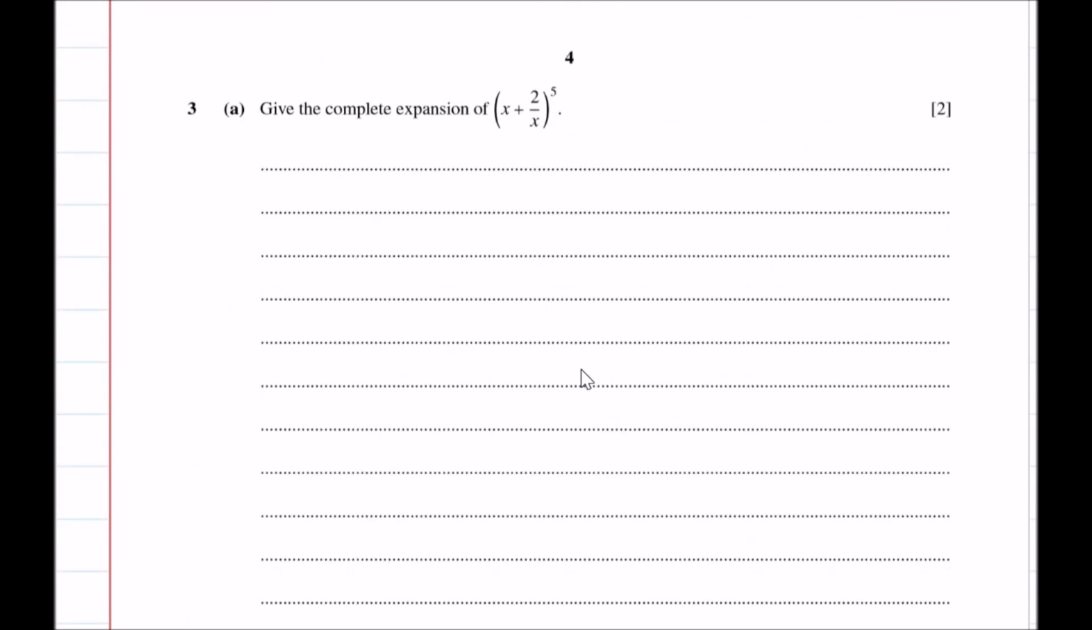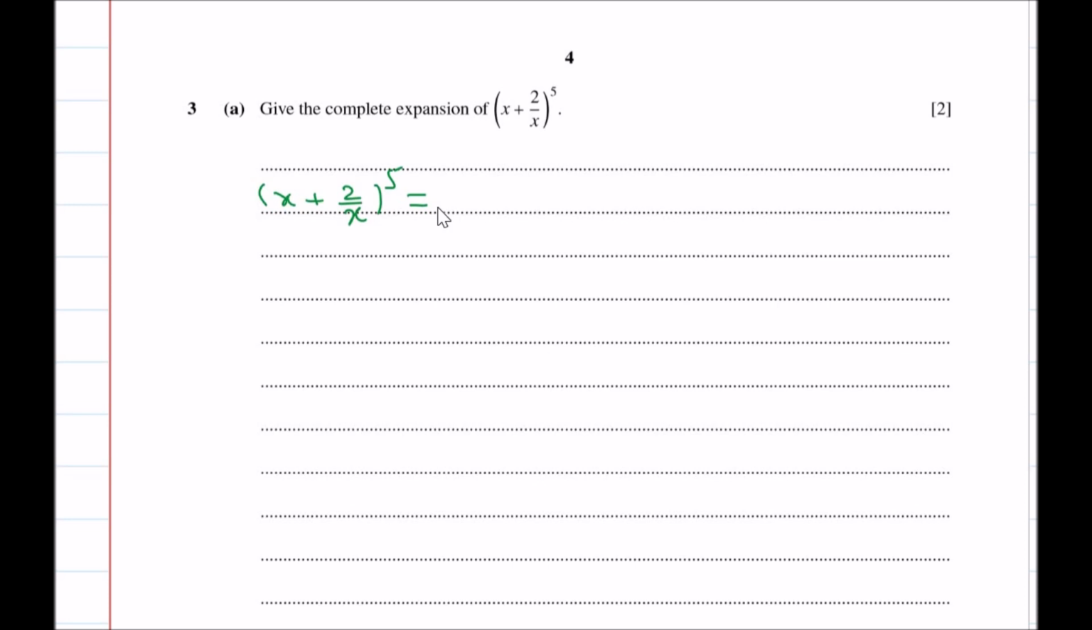Now question number 3. It's from binomial expansion. Give the complete expansion of (x + 2/x)^5. So let us expand this. We have (x + 2/x) to the power 5, and we know the formula is given in your formula booklet also.